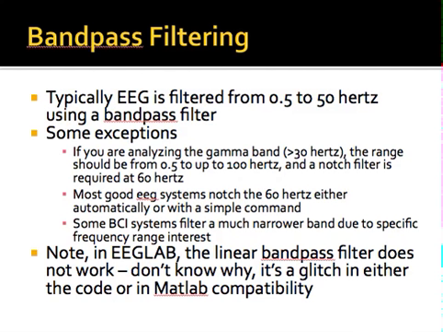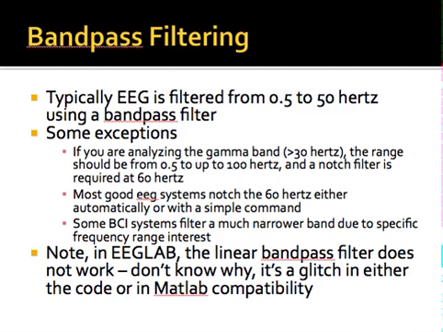Once again, if you're analyzing gamma, you have a little different approach. Most good EEG systems have a built-in 60 hertz notch filter. Sometimes this works well and sometimes it doesn't. So we've had some issues in our lab with the 60 hertz filter, just really not effectively filtering out 60 hertz.